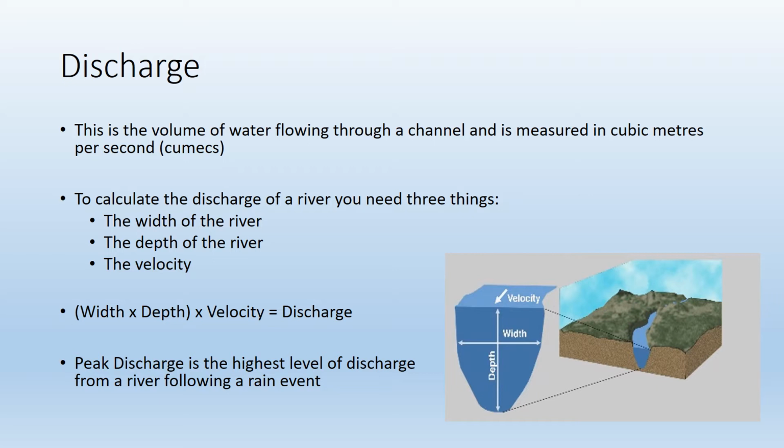Just added to that, going back to your storm hydrograph, it says peak discharge. There's a point where it marks peak discharge. That is the highest level of discharge from a river following a rain event.